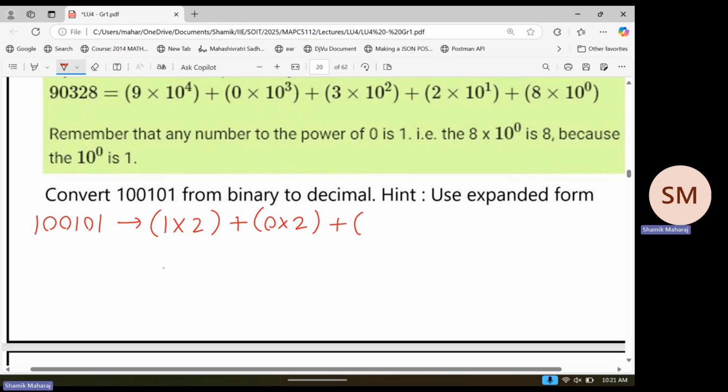I'll just keep on doing this, right? After that, the next one is a 0 again. So I'll write the same thing again. 0 times 2 to the something. Okay. After that, the next one is a 1. So I'll write 1 times 2 to the something.